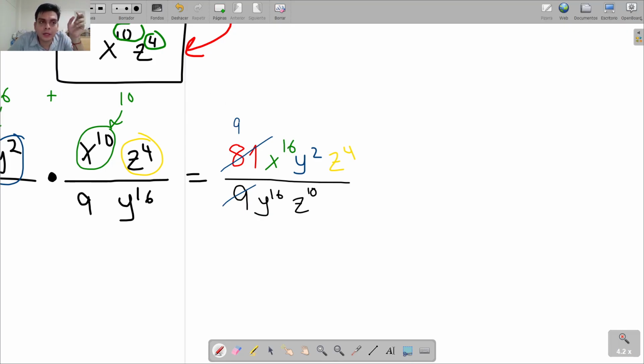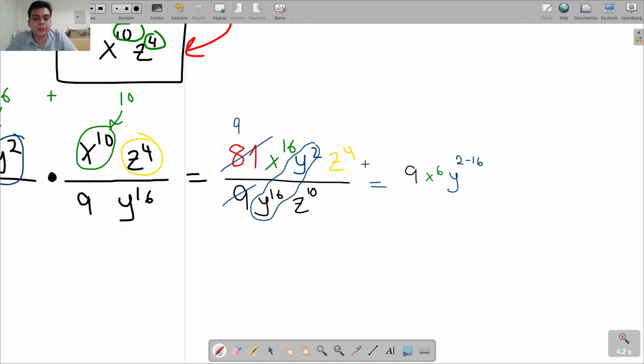But be careful, because when we go to the other letter, y, you will see that we have y to the power of 2, and down here we have y to the power of 16. So in my next step, we have to write the 9, we copy the x to the power of 16, and afterwards the exponent that is up here, which is 2, we need to subtract it with the exponent down here, 16.